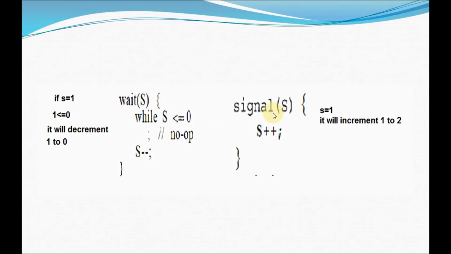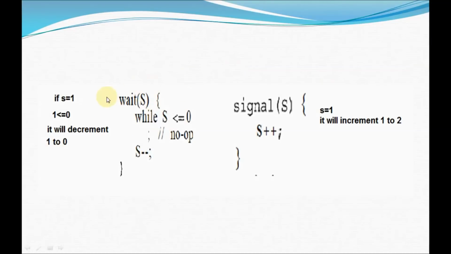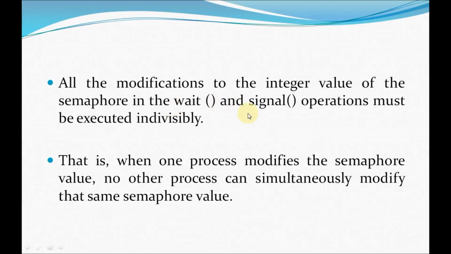Now, one more important thing you have to remember here: all the modifications to the integer value of the semaphore, whatever modifications you are going to do, here from 1 to 0, here from 1 to 2, must be executed indivisibly.